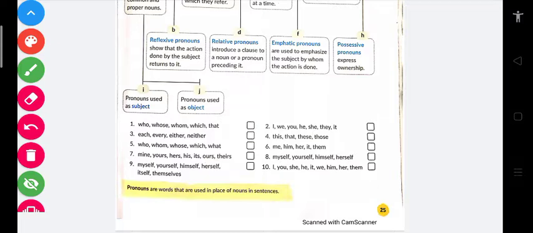Now if I talk about mine, yours, hers, his, its, ours, theirs, these are reflexive pronouns. No, sorry, these are possessive pronouns. Why are these possessive pronouns? Because these pronouns express ownership. Ownership means they are the owner.